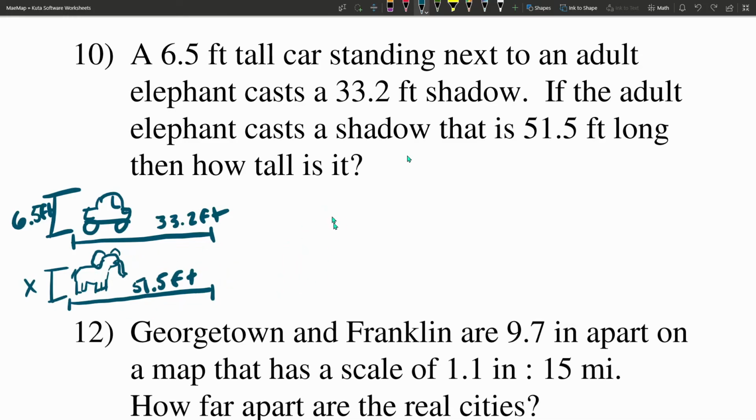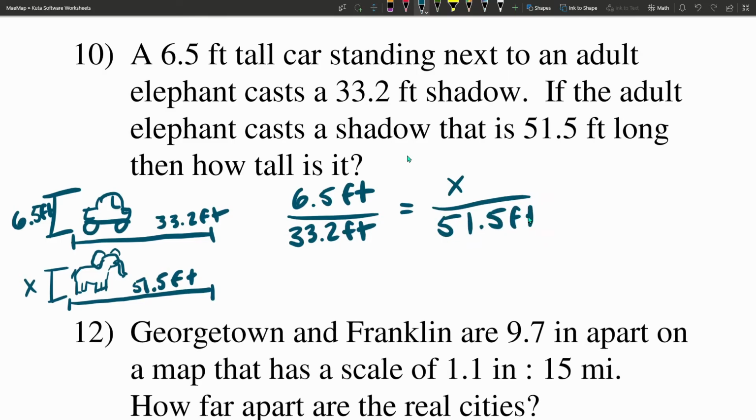So let's go ahead and set up these proportions. We'll do 6.5 feet, that's the height of the car, over the length of its shadow, which is 33.2 feet, and that's going to be equal to some x, which is our height of our elephant, over how long that shadow is, 51.5 feet. What we can do is one-step equation. Multiply by 51.5 feet to both sides.